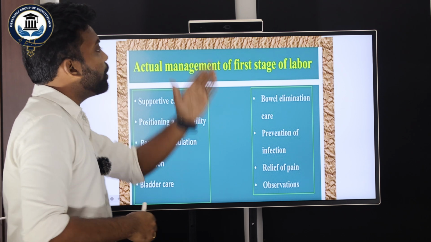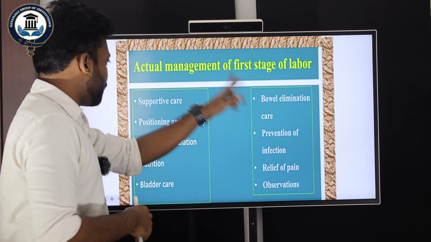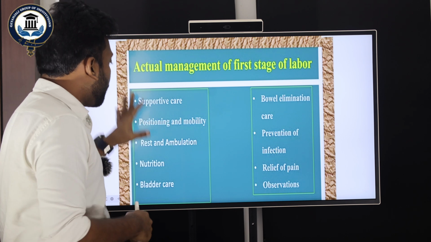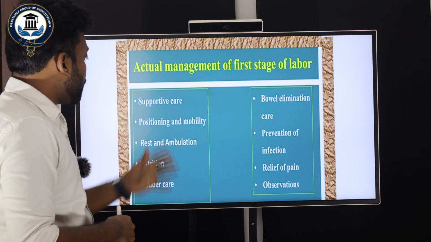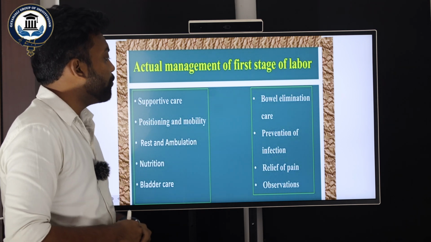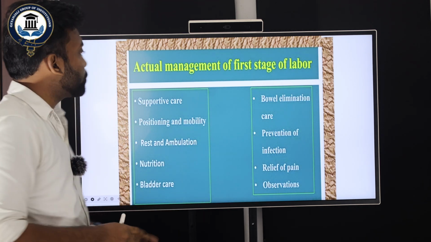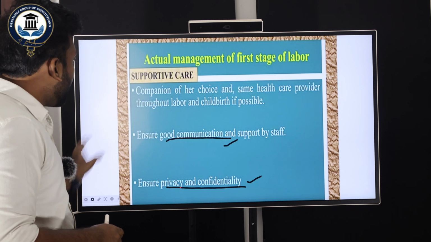And what is the actual management for the first stage of labor? In actual management, there are a few things: support and care, position and mobility, rest and ambulation, nutrition, bladder and bowel care, prevention of infection, relief of pain, and observation. These are the things that belong to the actual management. One by one we'll see.